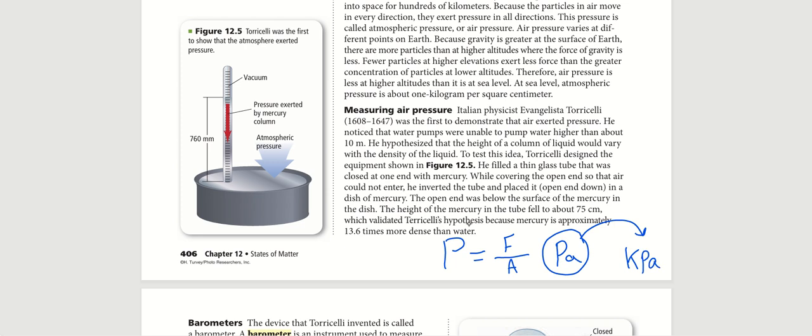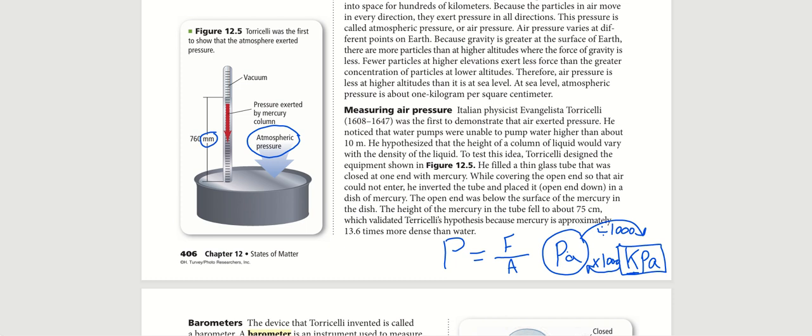And how to convert from Pascal to kilopascal? Easy. If you convert from kilopascal to Pascal, you just multiply by 1000. If you convert from Pascal to kilopascal, you divide by 1000. Meaning the kilopascal contains 1000 Pascal. Okay, that is easy. But there are another 2 units to calculate the pressure, one of them is called atmospheric pressure and one of them is called millimeter mercury.